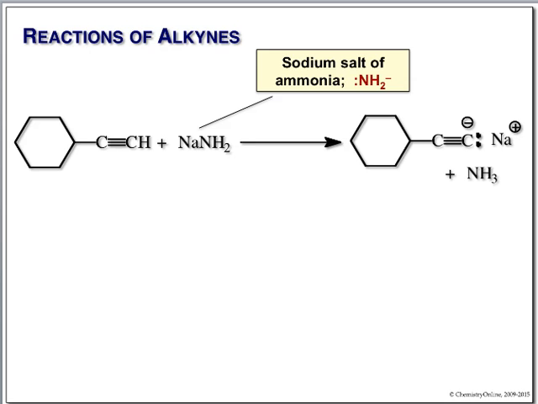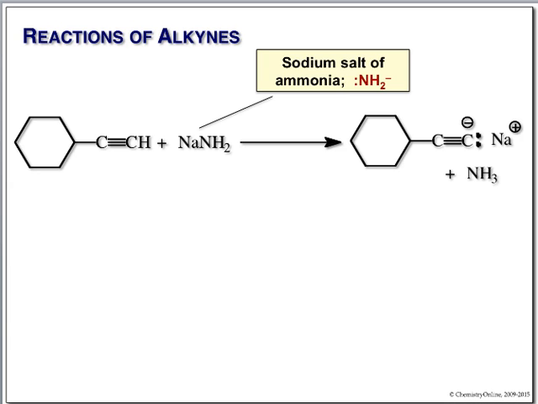The way this works, alkynes are acidic. Now, they're not acidic in the way that we think about strong acids being acidic. But when we say an organic compound is acidic, that means that it can form an anion that has a reasonable stability.